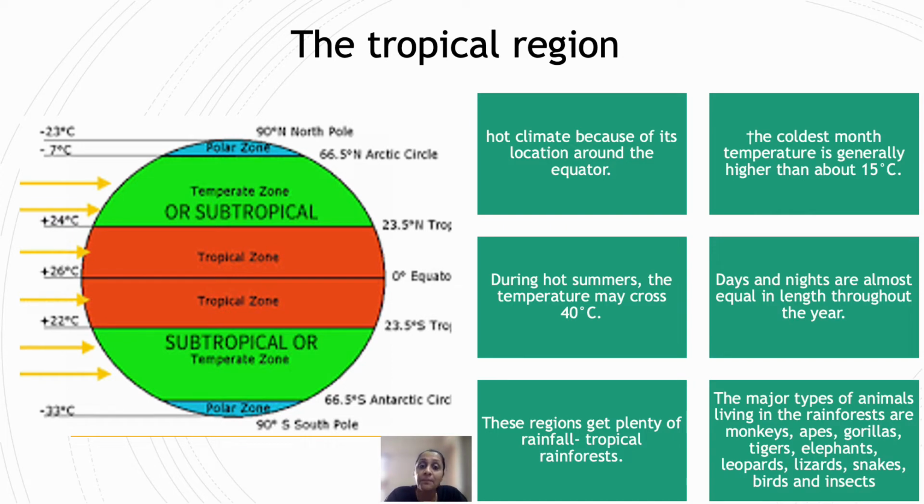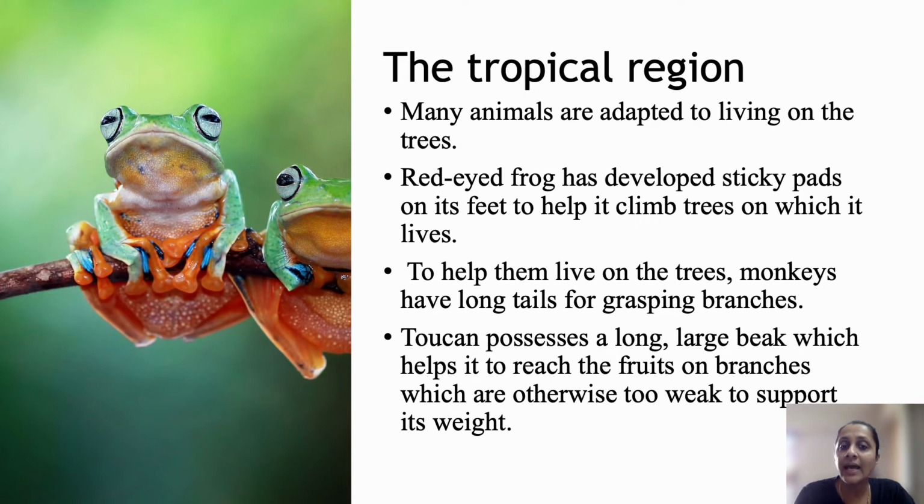These regions get plenty of rainfall, and that is why the tropical rainforests are going to be here. If you have heard about the Amazon forest, it is in the tropical region. Now the animals which live in the tropical region have got adapted to living on the trees. Why on the trees? Because the land is going to be very, very hot, or it is going to be extremely wet, and it's not possible to live on hot or wet land. That is why they live on trees.